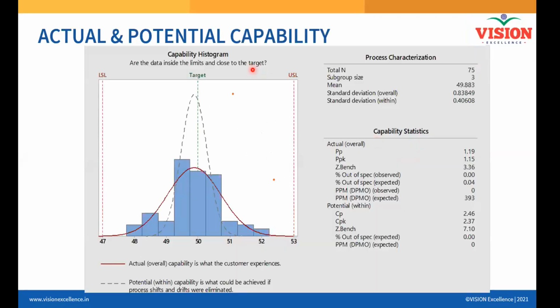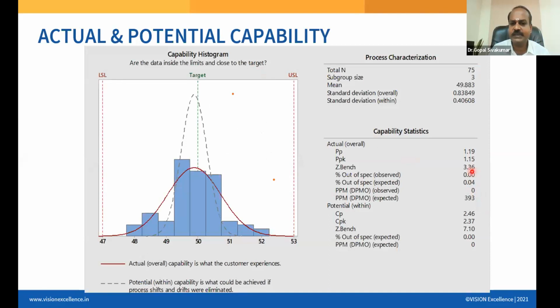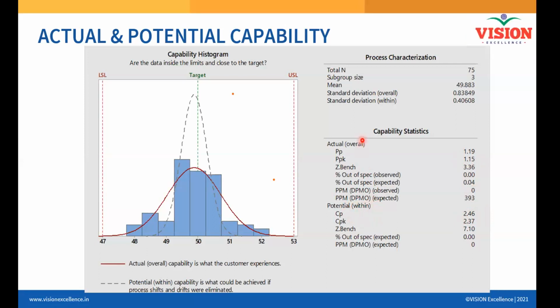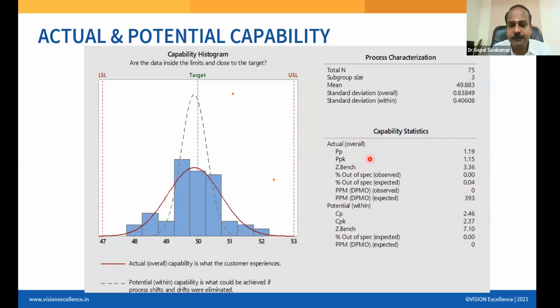And now see here, this is the Minitab report. Can you see the numbers? PP 1.19, PPK 1.15, CP 2.46, CPK 2.37. Can you see something here? In brackets, what is written? Within. Potential within. Overall. So overall capability, within capability.